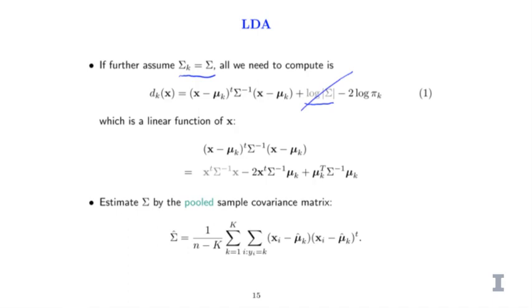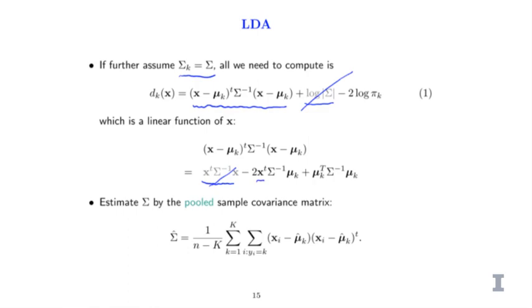And we can even further simplify the first term. It looks like a quadratic function of x, but if you expand this quadratic term, you have x transpose sigma inverse x, minus 2 x transpose sigma inverse mu k, plus another term involving mu k. And then you realize the first term, which is in gray, is a common term for all the k, so we don't need to evaluate this term. And the remaining function is actually a linear function of x.